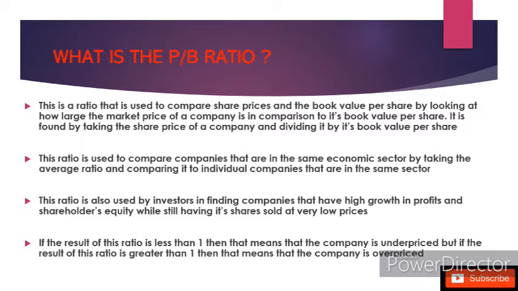As far as economic sectors are concerned, the price to book value ratio can be useful where one finds the ratio of all individual companies in a specific sector, finds the average ratio, and uses that average as a benchmark for companies in that sector. Companies with a higher ratio than the average are overpriced, while companies with a lower ratio than the average are underpriced.